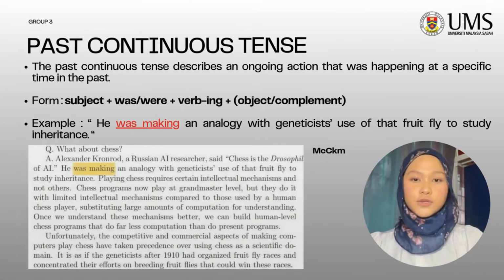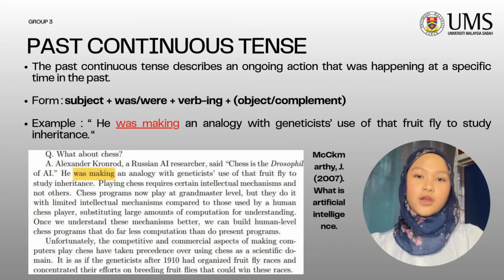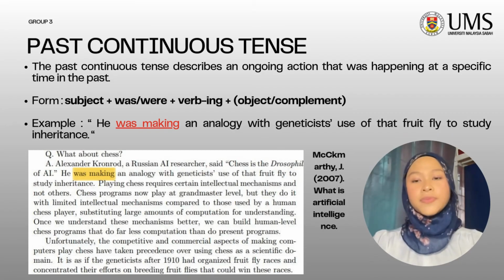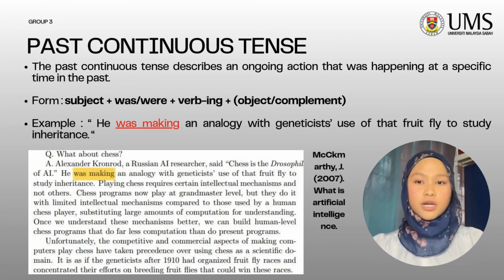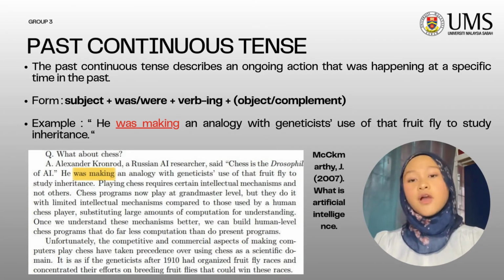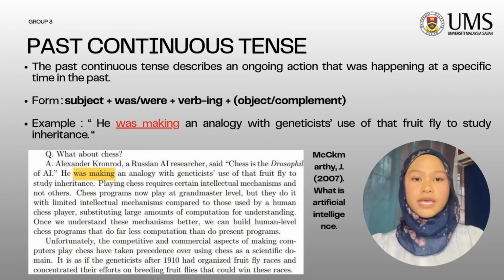The past continuous tense is used to describe an ongoing action that was happening at a specific time in the past. The structure for this tense is subject plus was or were plus verb being plus object or complement. For example, he was making an analogy with geneticists' use of the fruit fly to study inheritance.